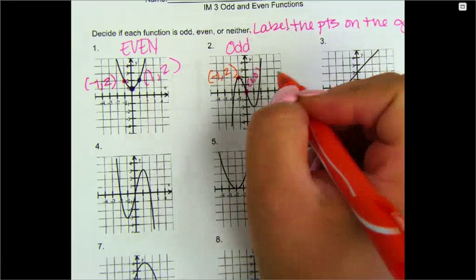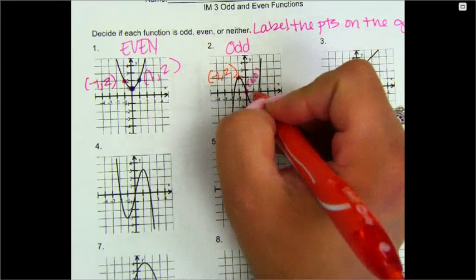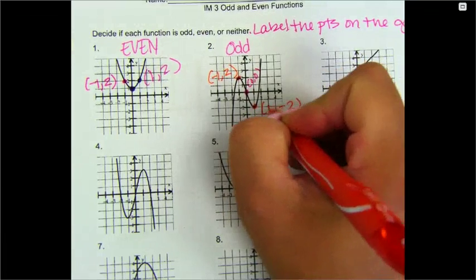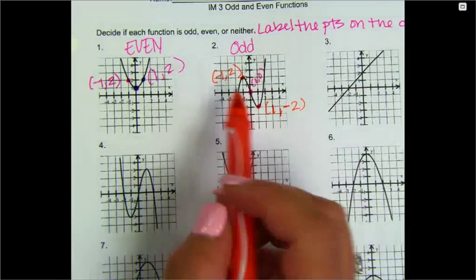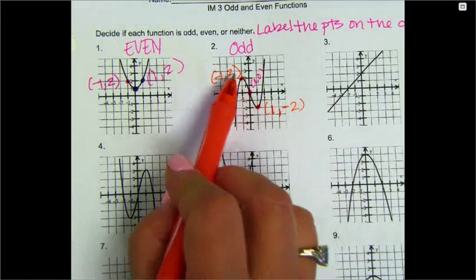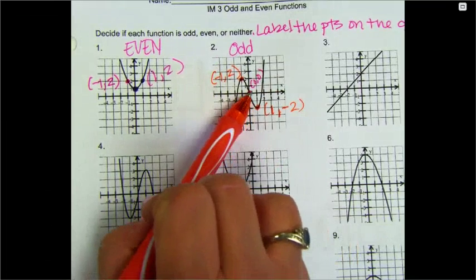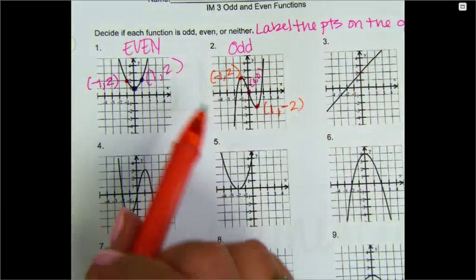So we're hoping our other point is now what? 1, -2. Is it 1, -2? Yes, it is. We okay? Understood? Signs change. This was negative, that becomes positive. That was positive, that becomes negative. So that's one of the rules, and the other rule is 0, 0. So we have even. We have odd. Now let's do this one.